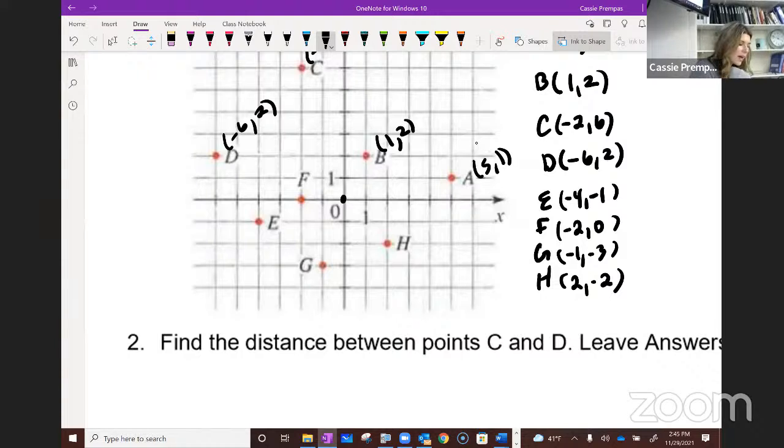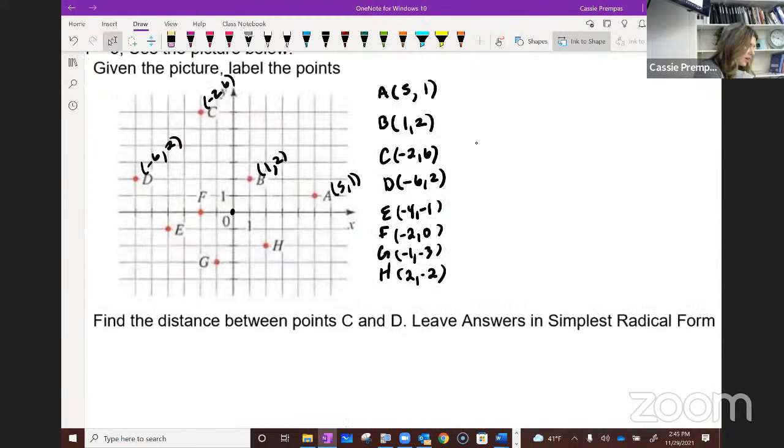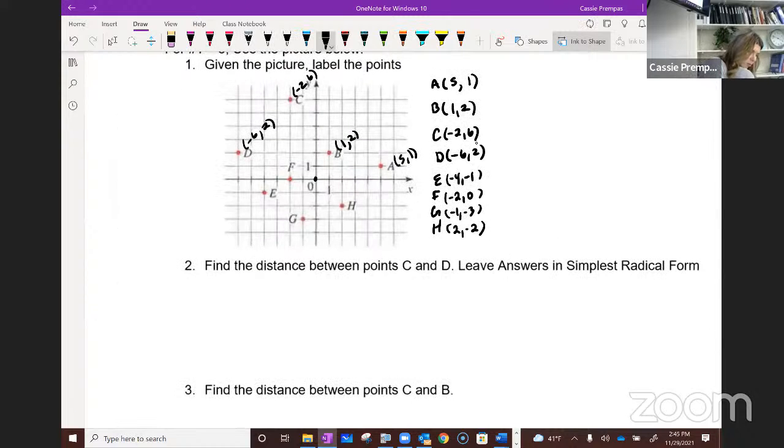All right, now let's apply what we've learned. Find the distance between point C and D. If you are a visual person, you could draw a triangle and see how far is it up and down and how far is it left and right, and do the Pythagorean theorem. If you're a formula person, you would just use those 2 points. So point C is at -2, 6.